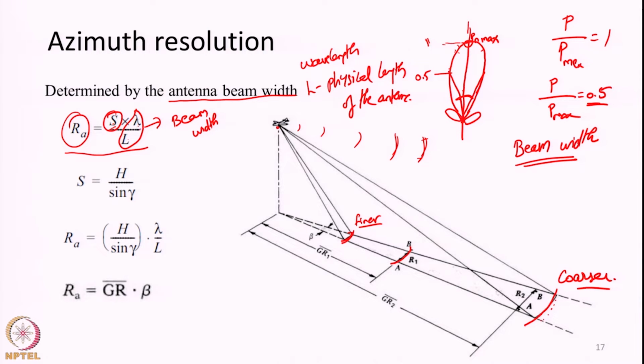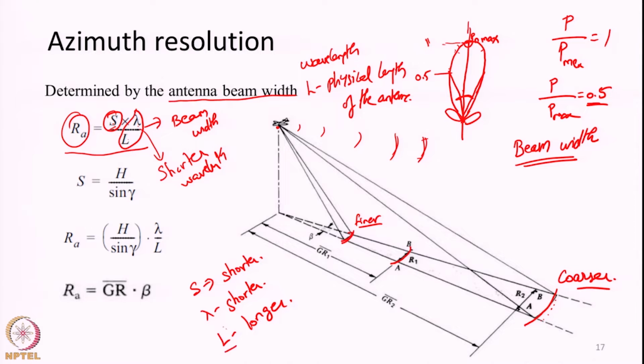So, we should have a shorter wavelength, because the lower the wavelength, the lower will be the number, and the lower the number, the finer the resolution. That is the concept. So, the slant range distance should be shorter, that is, the object should be in the near range, lambda should be a shorter wavelength and L should be very long. If these conditions are satisfied, then the resolution number will be finer or smaller, leading to a smaller pixel size.